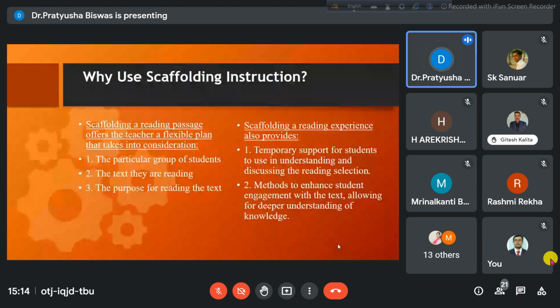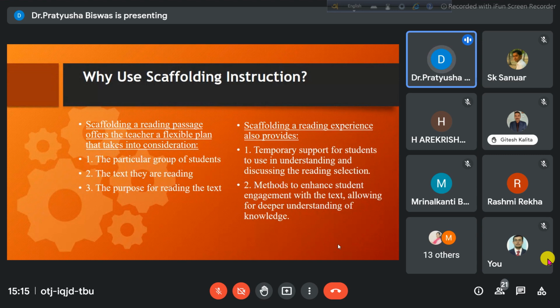Now, apart from this, the reading experiences also, that's why you will see this slide here: temporary support for students to use understanding and discussing the reading selection. Now, once you divert the child from the regular textbooks and pump in more additional reading text or materials to them, you need to constantly support the child and also monitor them in terms of talking to them, taking the feedback or evaluating them based on their understanding of the reading. And methods to enhance student engagement with text, allowing for deeper understanding of knowledge.